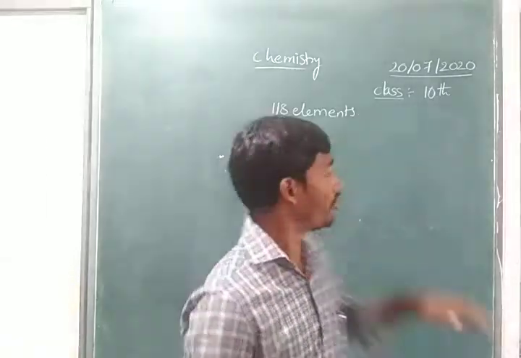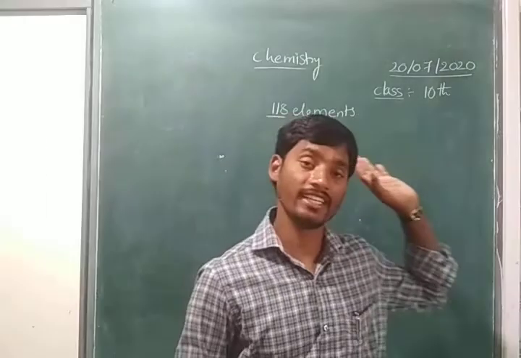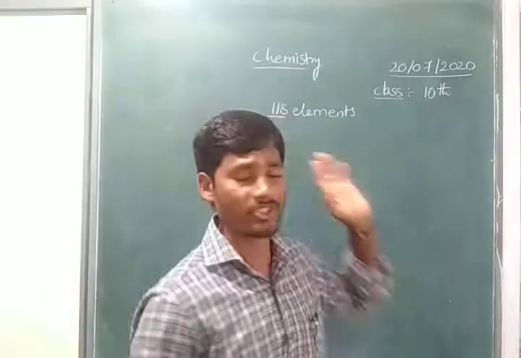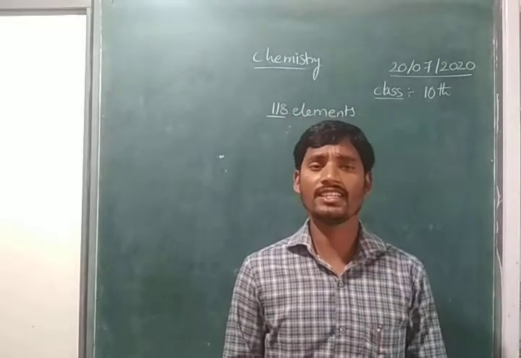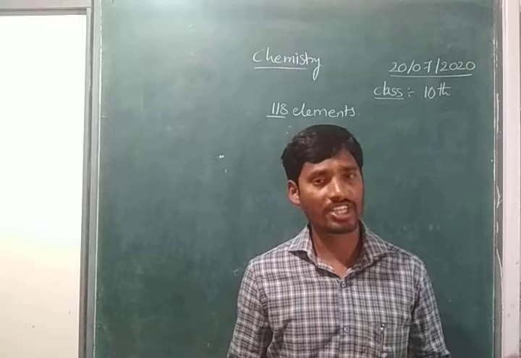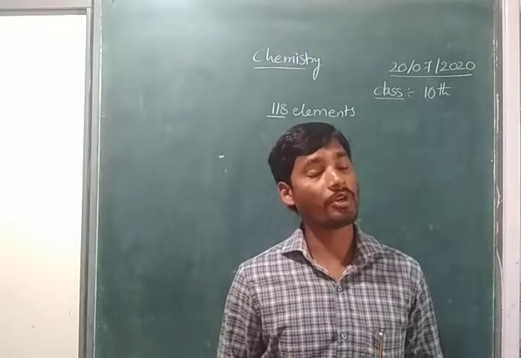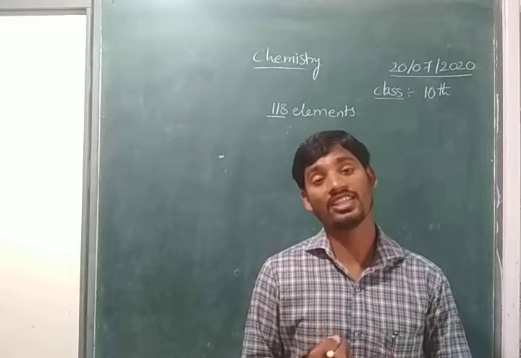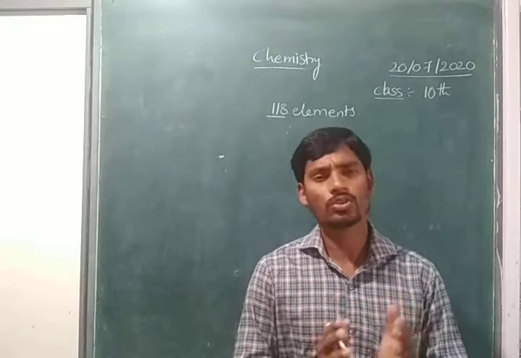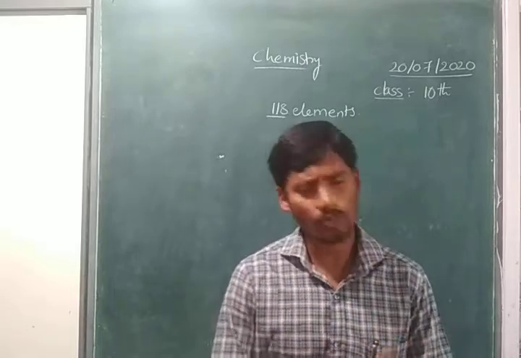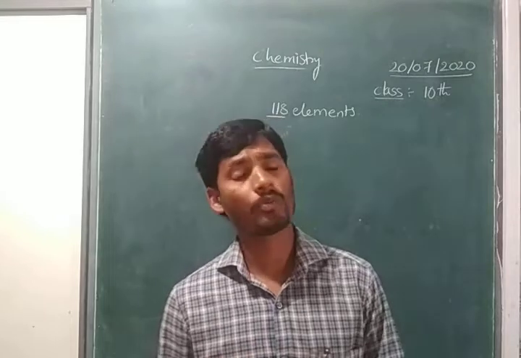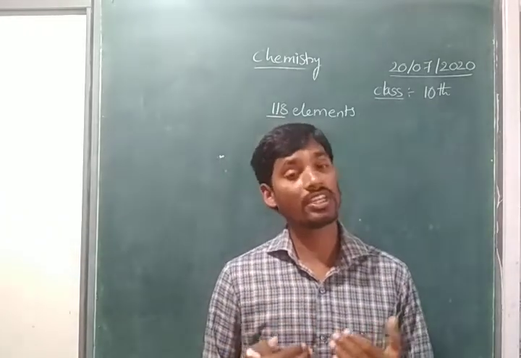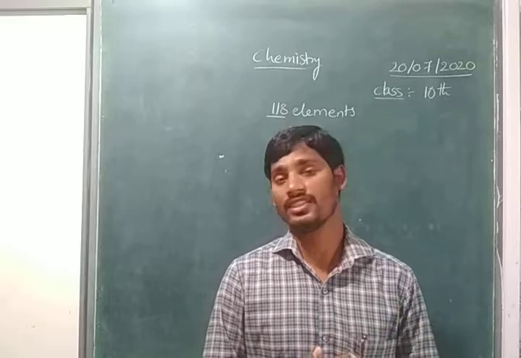Similarly, here also, how many elements do we have, children? 118 elements. If we do not arrange 118 elements in order, we cannot study about those elements. If you want to study all the elements, we need to arrange them in a particular order, right children? For that only, most of the scientists proposed their classifications for the elements.